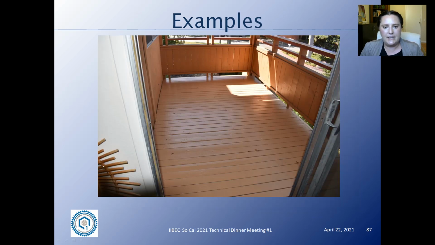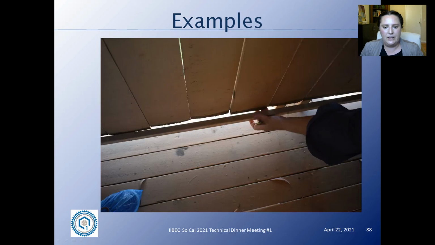Here's an example of the panels. So there's support posts that are supporting the balcony guardrail and then panels. And this panel, actually the little kick plate or the end trim on the panel was loose. And so all of these panel boards were loose as well. So that's something that could potentially be a hazard.